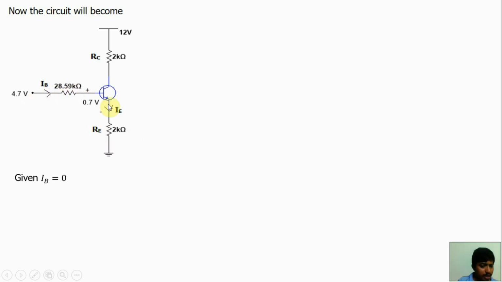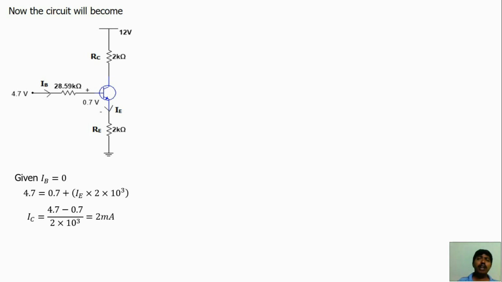So apply this voltage law in this junction, we can find the IE value. If IB is equal to 0, IE is equal to IC. Substitute here: 4.7 is equal to 0.7 plus IE into 2 into 10 power 3, because this drop is 0. Now we know that IE is equal to IC because IB is equal to 0. So IC is equal to, from this equation, 2 milliamps. The capital collector DC current is over.